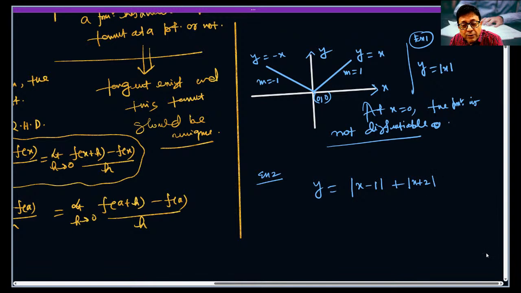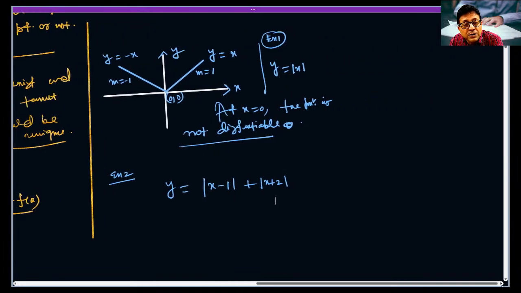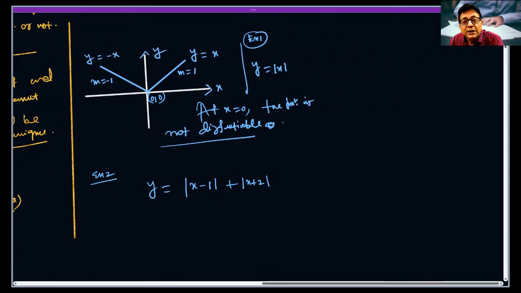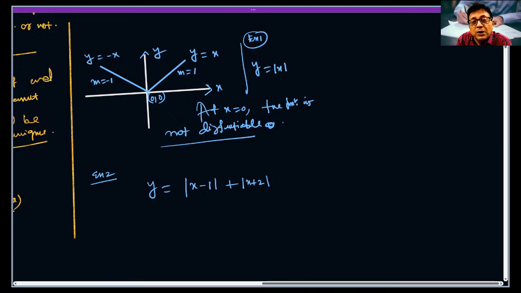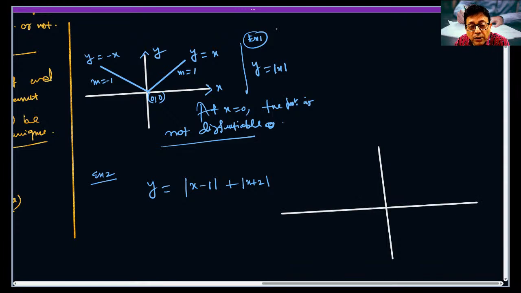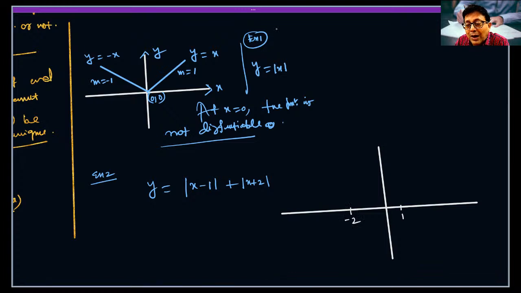This kind of function I refer to as a boat function, because when you are plotting, the function will take the shape of a boat. If you take mod functions like this and add them, you will realize the boat properly. So for a boat function like this, if you plot the graph, with points -2 and 1, the shape of the graph will be like this.